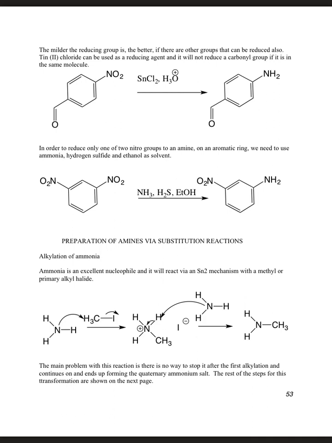The milder the reducing agent, the better. So if we use tin chloride and acid, we can reduce the nitro group completely without touching a carbonyl group. Okay. Or if we want to reduce just one nitro group, and we're careful about the amount of reagents we use, we can use ammonia, hydrogen sulfide, and ethanol, and we can just reduce one of the nitro groups.